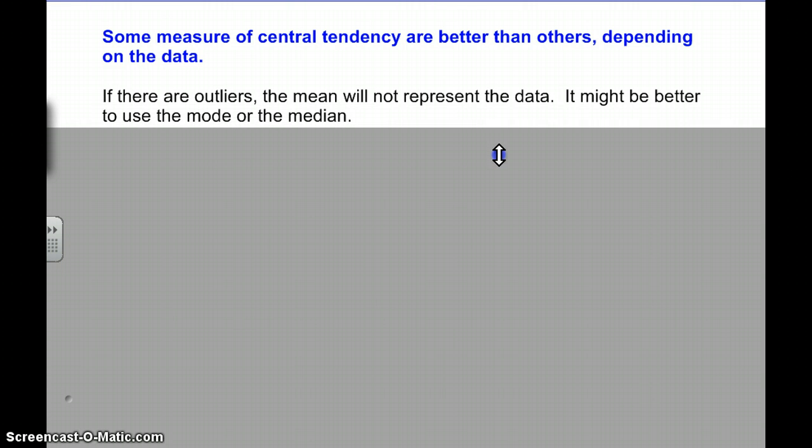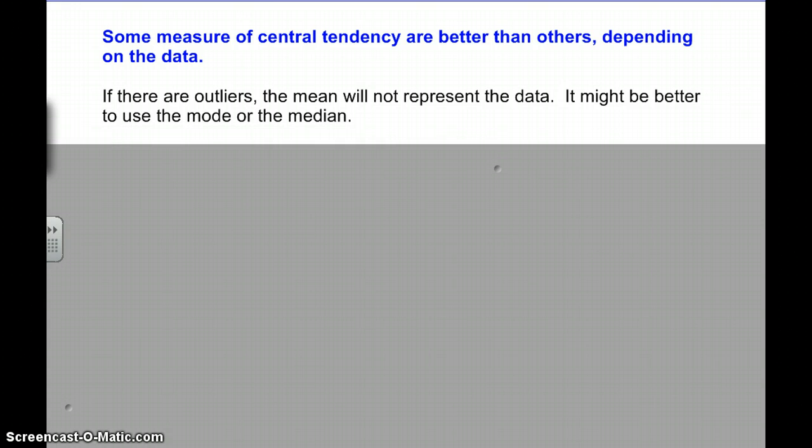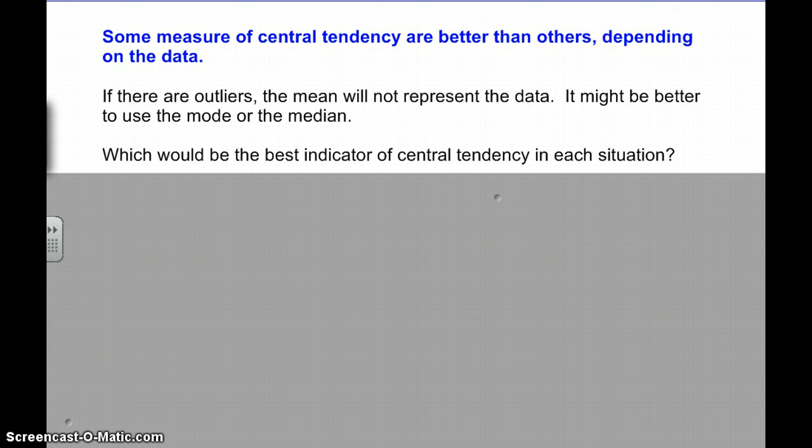So here we're going to look at what measures of central tendency are better to use in certain situations, depending on what the data is. Like I just said, if there are outliers, the mean's not going to represent the data. So it would probably be better to use the mode or the median. What number occurs most often, or what number is in the middle of all the data. So let's look at what would be the best indicator of central tendency in each situation here.